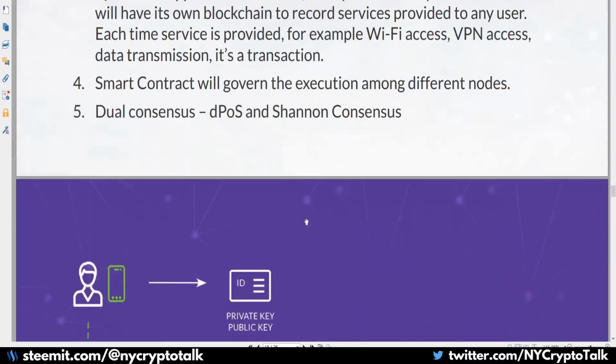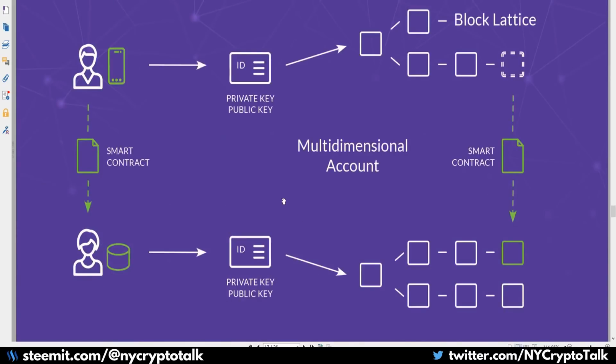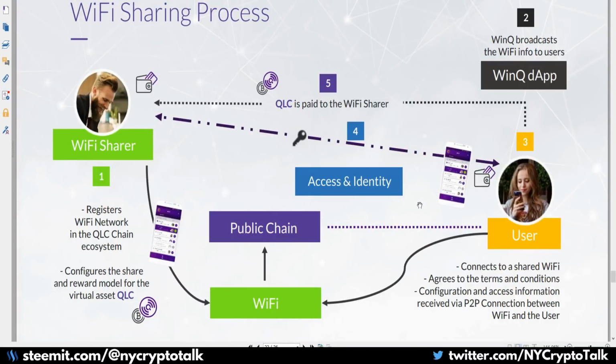Shannon consensus. This is what it would look like visually with the smart contract, the private key for the user, the operator, the multi-dimensional account with the smart contract, and the block lattice. And here's a great visual representation of exactly how the WinQ application works right now.